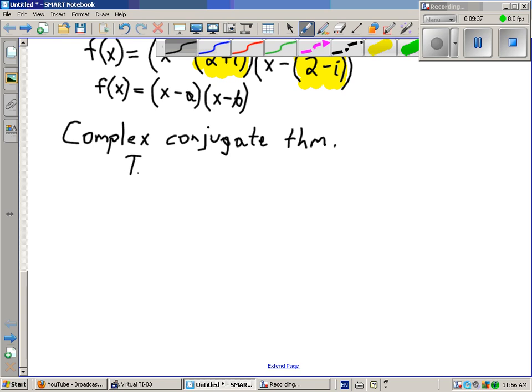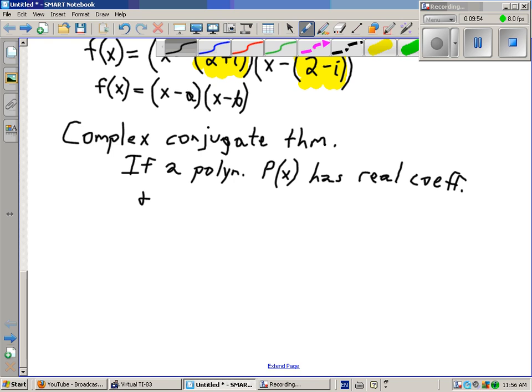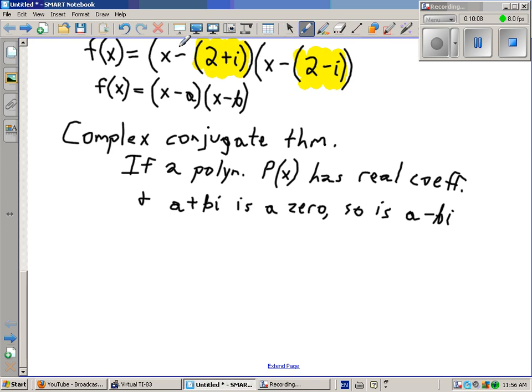Basically, to paraphrase it, it goes like this. If a polynomial p of x has real coefficients and a plus bi is a zero, so is a minus bi. Same thing goes the other way. If you are given that a minus bi is a zero, that means a plus bi has to be a zero as well. Notice how we've seen this already.